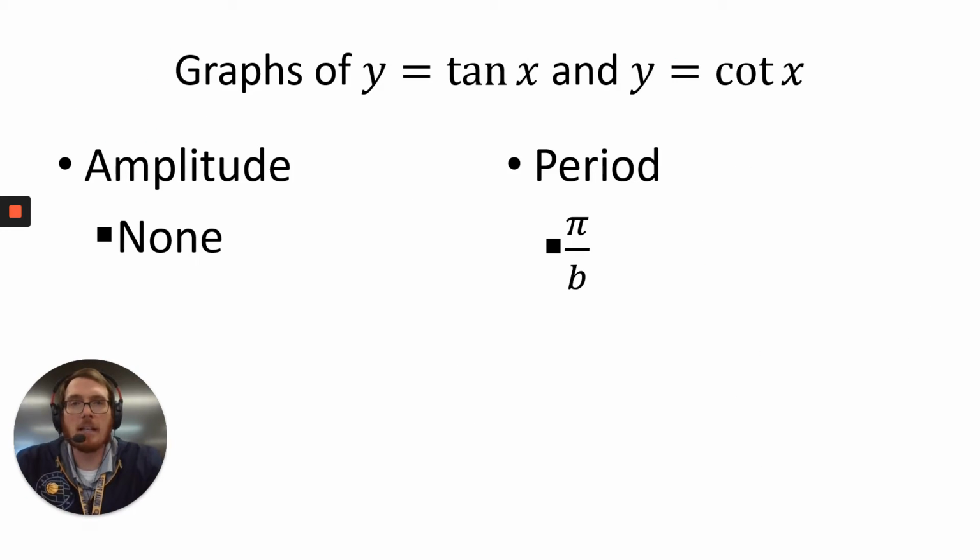So the key pieces: amplitude, there's none. We still use the amplitude to graph some things. And then the period to find it would be pi over b, not 2 pi divided by b in these questions.